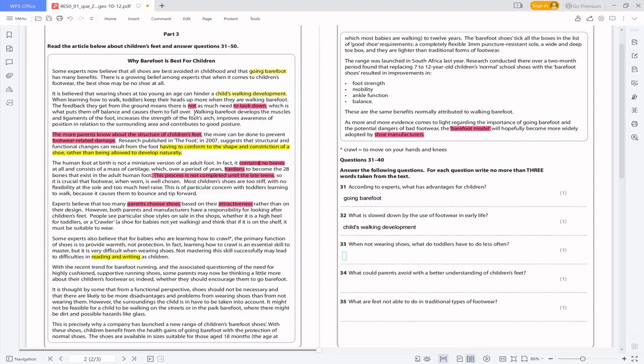Now, somebody might write that toddlers keep their heads up as the answer here. But as you can see, the question asks, what do toddlers have to do less often? Another synonym for less often is not as much need. That is, they do not need to do it as frequently. So as you can see here, the answer is look down, which we have highlighted in pink.